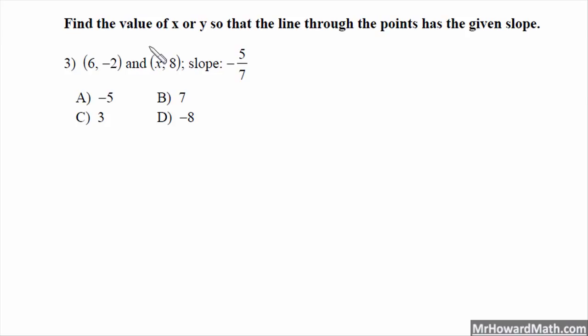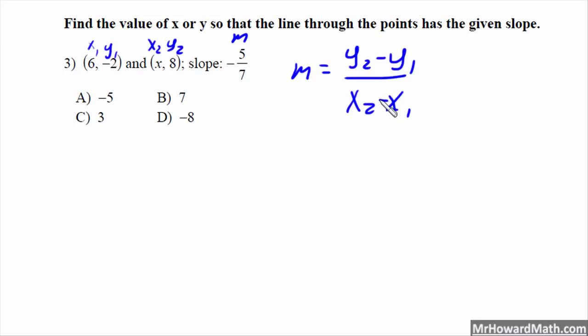Alright, so it says find the value of x or y so that the line through the points has the given slope. Okay, so this is x1, y1, this is x2, y2, and this, of course, is m. So it's still the slope formula, m equals y2 minus y1 over x2 minus x1. It's just we're missing one of the coordinates. We're actually missing this coordinate right here.